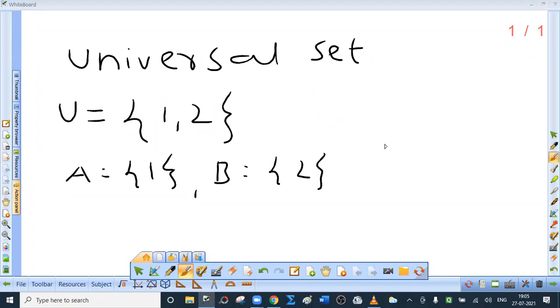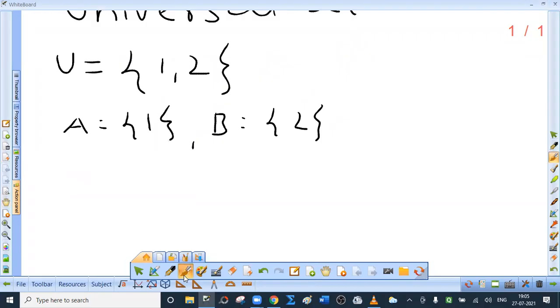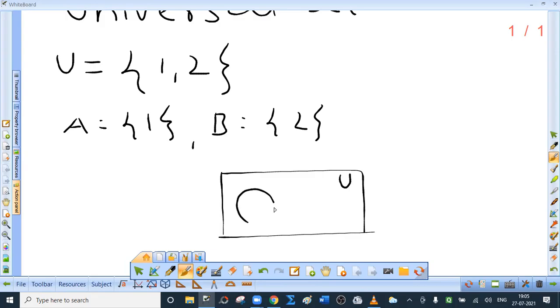In a Venn diagram, how do we represent the universal set? It is represented by a rectangle. So this is U. This is set A and this is set B. Okay. So I repeat the definition. Any non-empty set of which all the sets under consideration are subsets is nothing but a universal set.